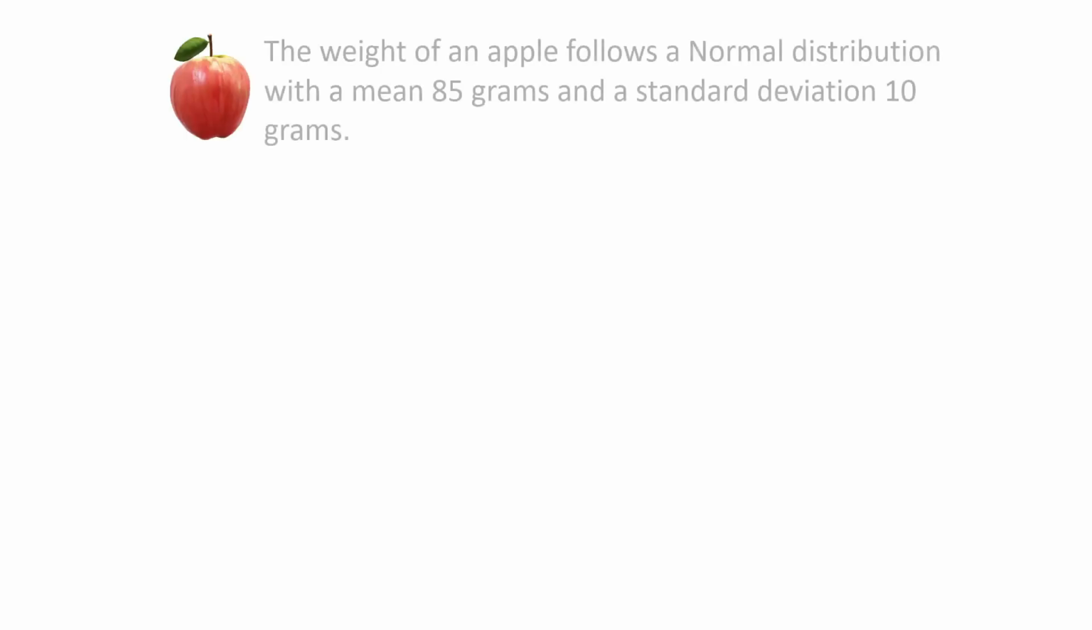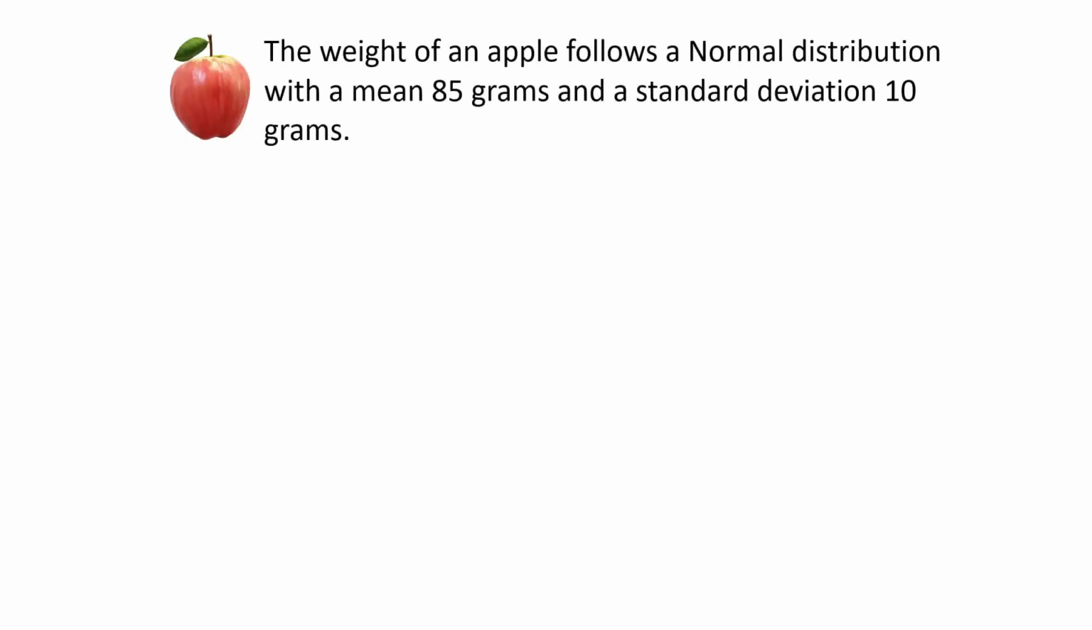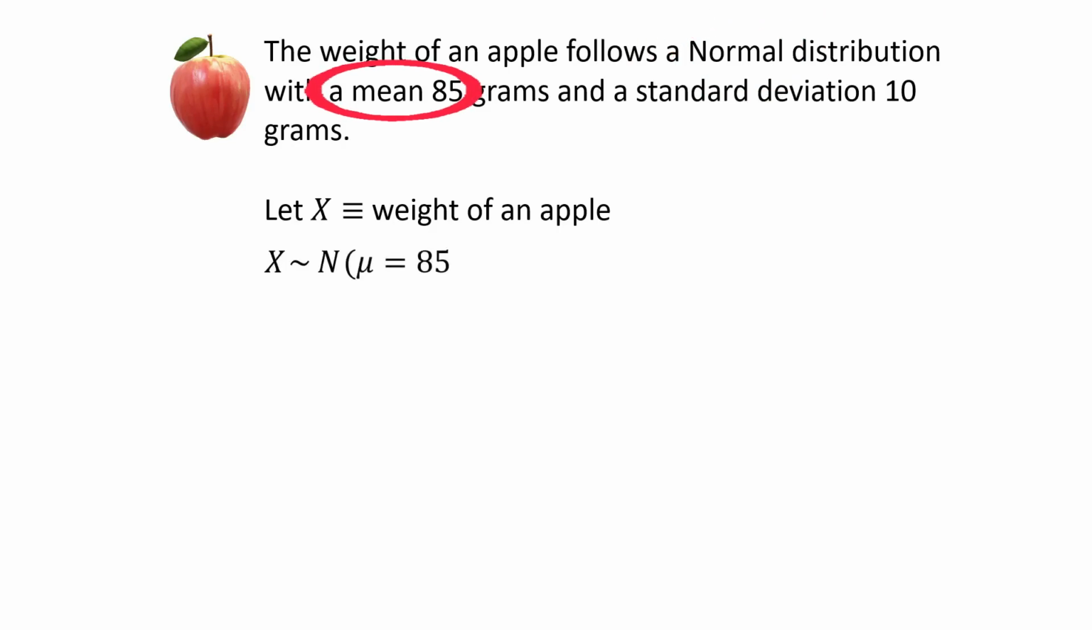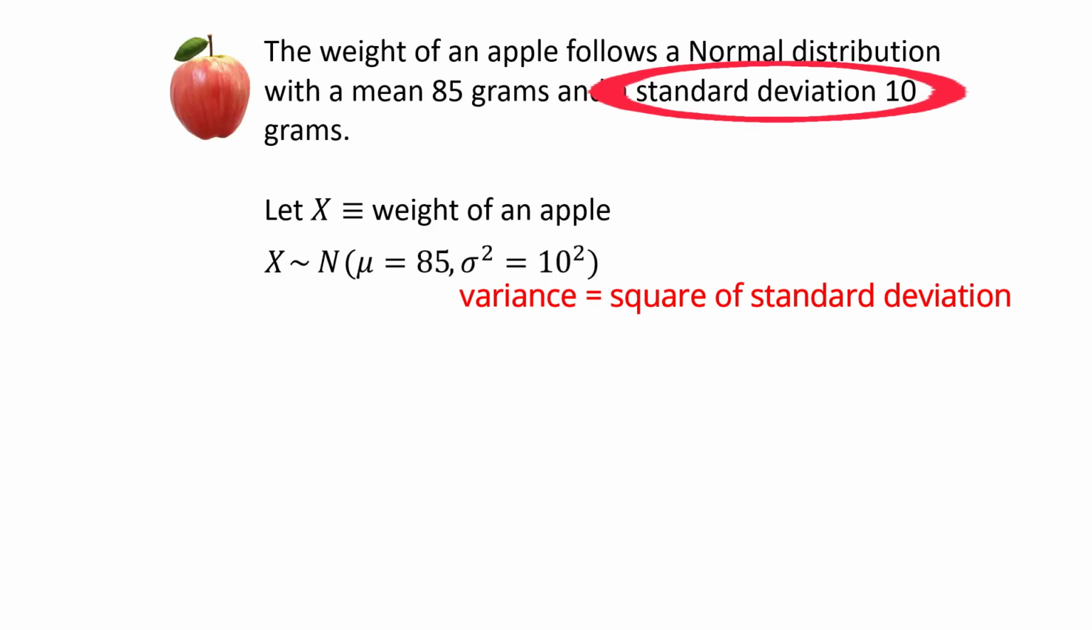Consider, the weight of an apple follows a normal distribution with a mean of 85 grams and a standard deviation of 10 grams. If we denote x as the weight of an apple, we can describe x as following a normal distribution with two important parameters, mu, that is mean equal to 85, and sigma squared, that is variance equal to 10 squared.